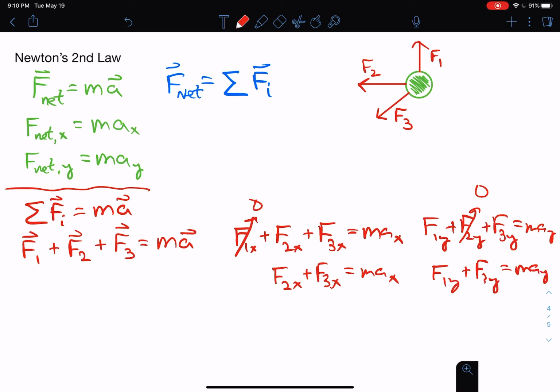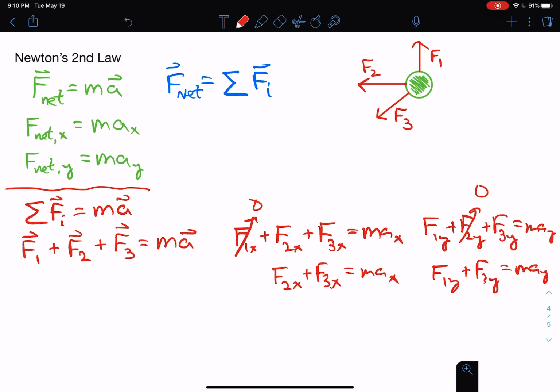It's quite common for some of the components to be 0 with your forces. A lot of the forces will end up being axis vectors. So we're going to be taking advantage of that. Often the acceleration will also be an axis vector. And that means, of course, one of the components will be 0. Sometimes there won't be any acceleration, in which case both a sub x and a sub y are 0. So that's further simplification. But this is the idea.